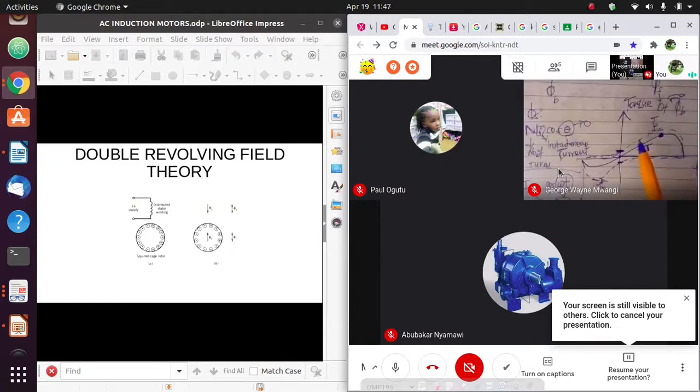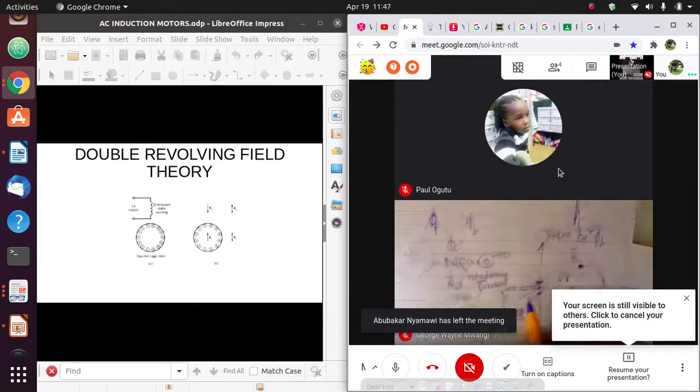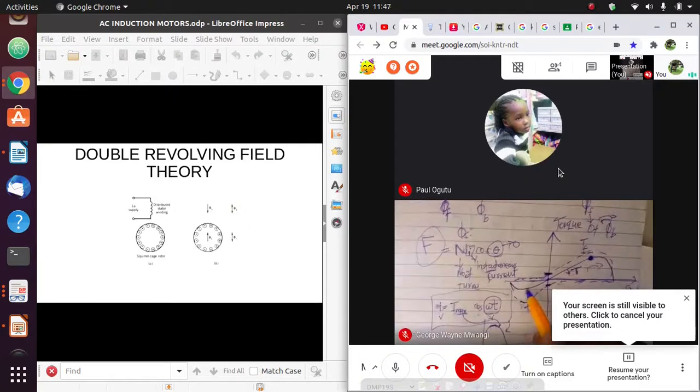So what happens is the two torques are now unequal. The forward torque will be higher than the backward torque, and this forward torque, the resultant torque, will keep the motor rotating in this direction. If you rotate the rotor in this direction, these two torques will be unequal. So the direction of rotation will now be in this opposite direction. Are we together?